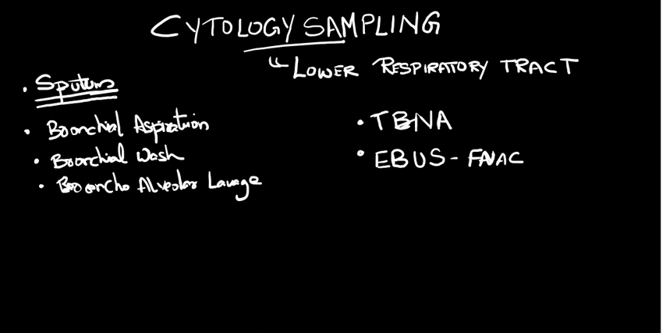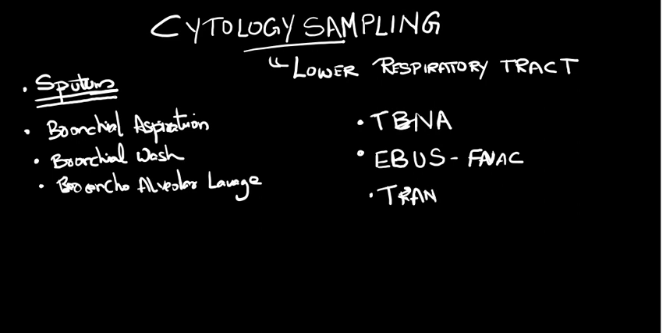Then another method is transesophageal needle aspiration. In that, again, we can use ultrasound guided techniques, and we can access some lymph nodes which are not accessible by other techniques. So these are the basic methods. Transesophageal is the last one that can be mentioned.